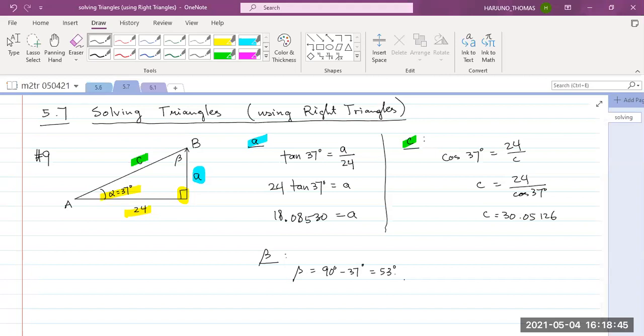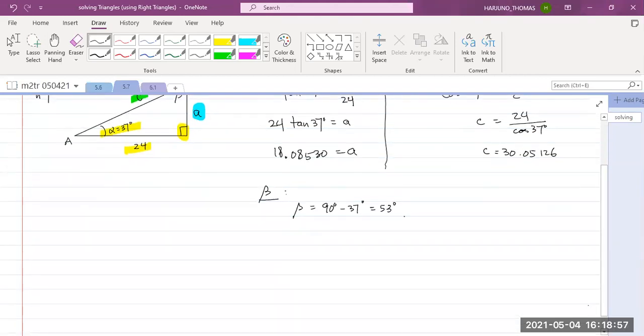Okay, that's on the easy side. Now, how about if we have the sides instead? Number 15. We have a right triangle.